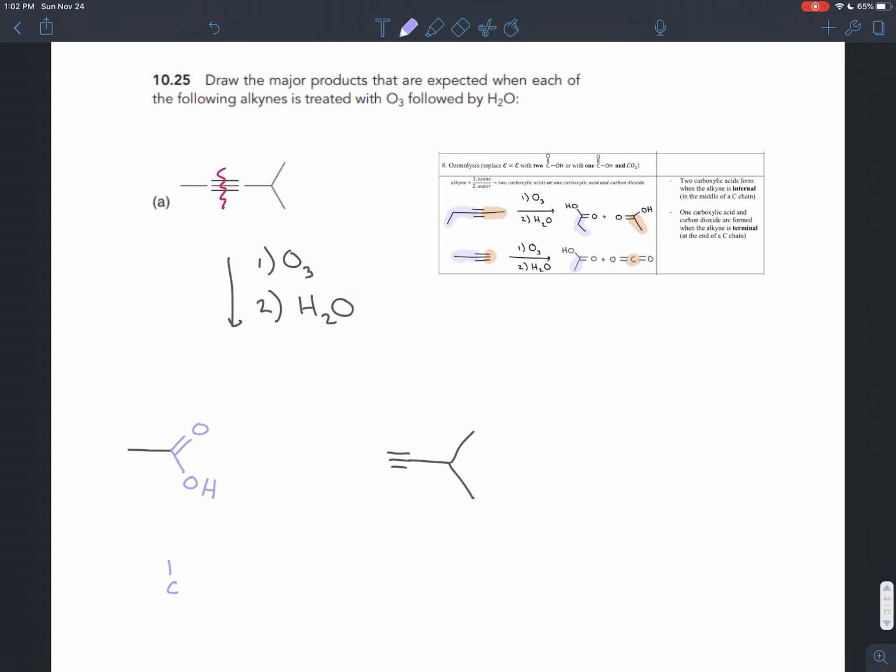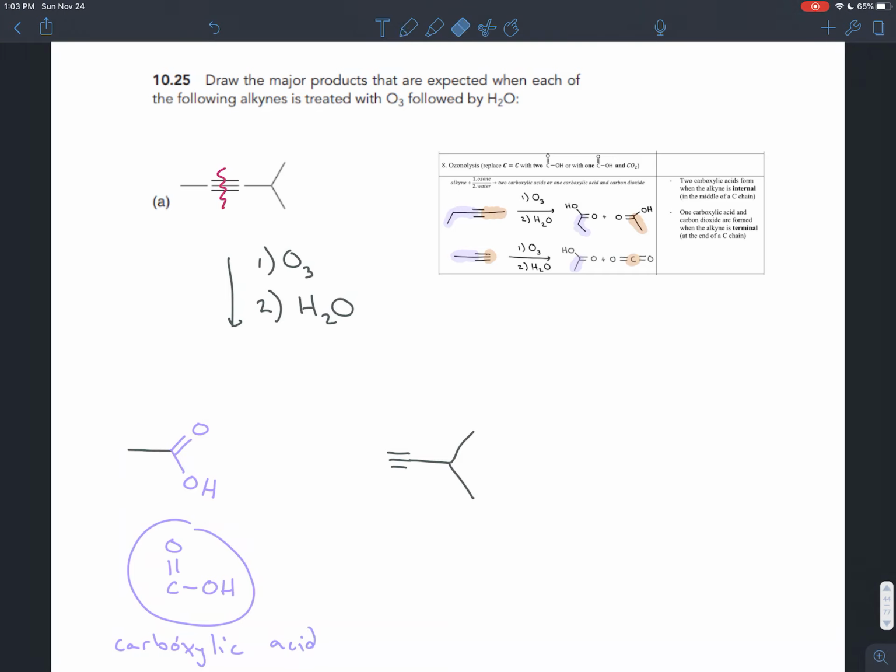A carboxylic acid is carbon double bonded to oxygen, and that same carbon single bonded to an OH. That whole group of atoms is its own functional group. It always behaves the same way, no matter what carbon chain it appears on. And the name for that is carboxylic acid: carb, you have the carbon, ox, you have the oxygen, and then ylic acid.